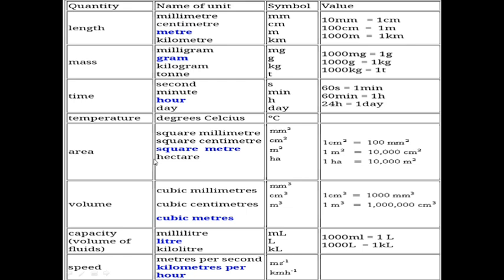Let's start with the first quantity, that is length, and the units of length are of four types. They are millimeter, centimeter, meter and kilometer. The symbol used for millimeter is mm, for centimeter cm, for meter m, and for kilometer km. The values are 10 millimeter equals 1 centimeter, 100 centimeter equals 1 meter, and 1000 meter equals 1 kilometer.